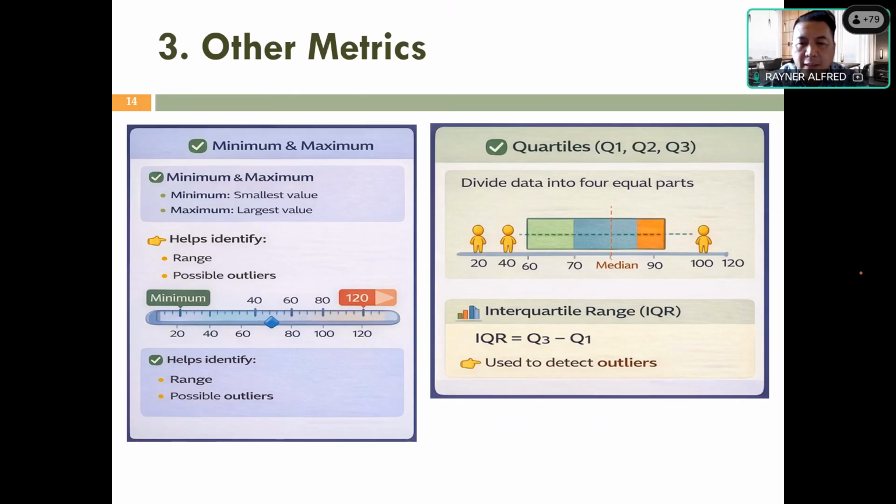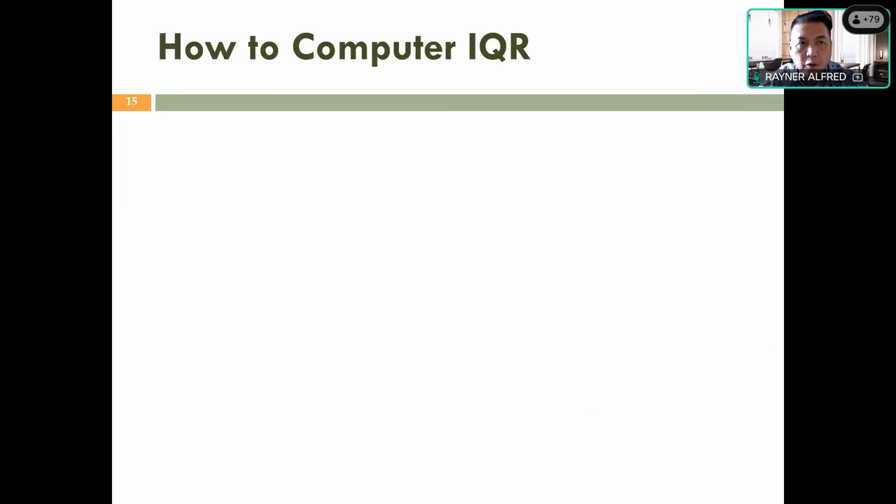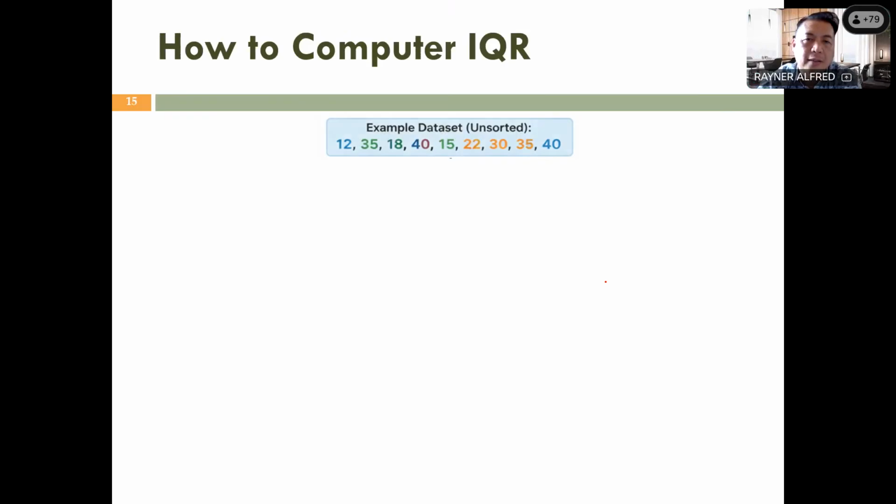Okay, so for instance, let me show you how to compute the IQR. Okay, for instance, like this one, we have an example data set here. So what we need to do is sort them, because we want to divide them into 4 parts: first, second, third, and fourth. Okay, so we need to sort them out. So we will have this.